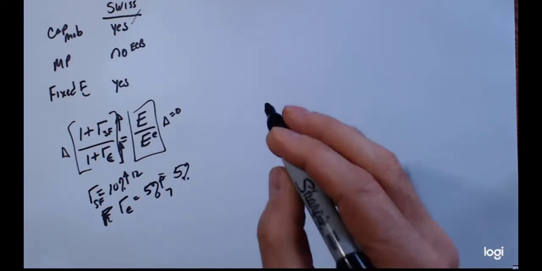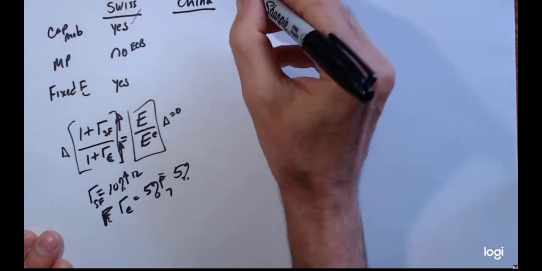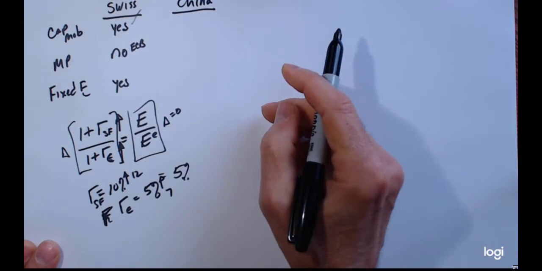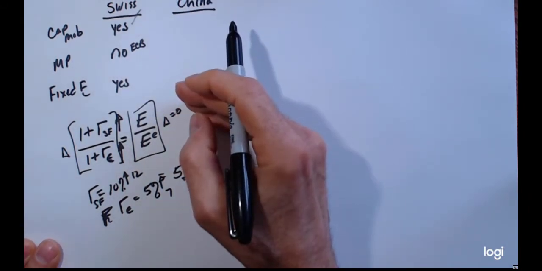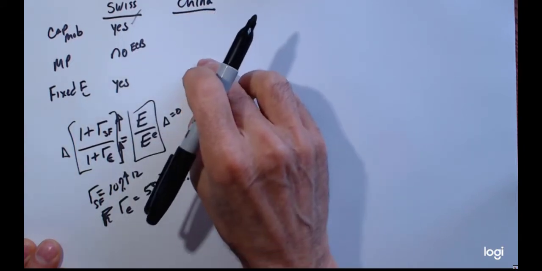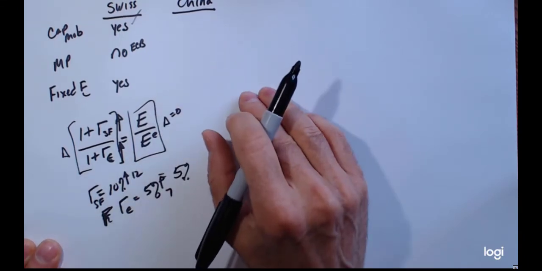Now, let's look at China as an example. You've got to rewind to what I said a little earlier. I had motivated the trilemma problem with a small country, but it's instructive to look at larger countries and see how they match up to this trilemma problem.